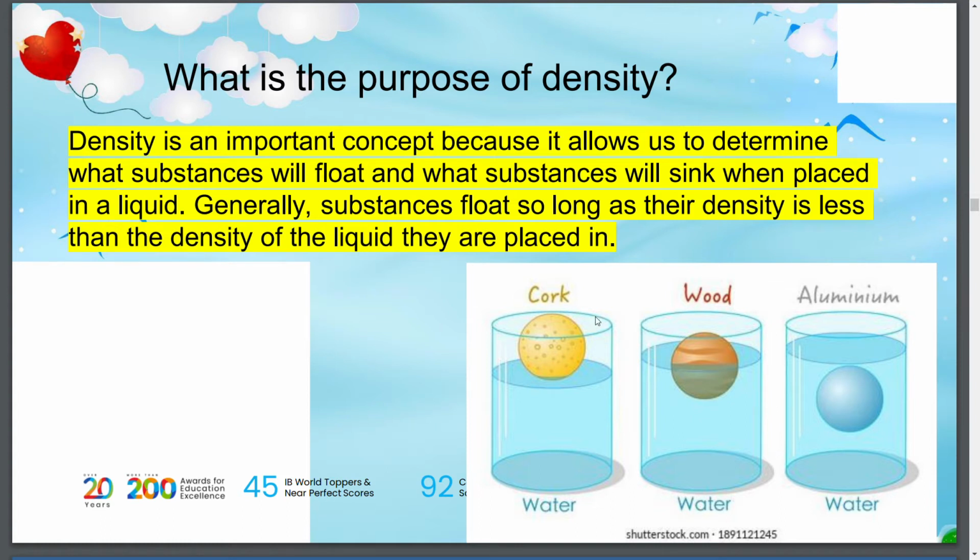So here cork is really light. These are all waters, okay? Don't think it's petroleum or oil. These are all waters, as you can see here. So this is a cork. It's so light, that's why it's on the top. This is wood. It is really heavy, so you can see it went a bit down, but it didn't sink. But the aluminium here is sinking, because its density is more.